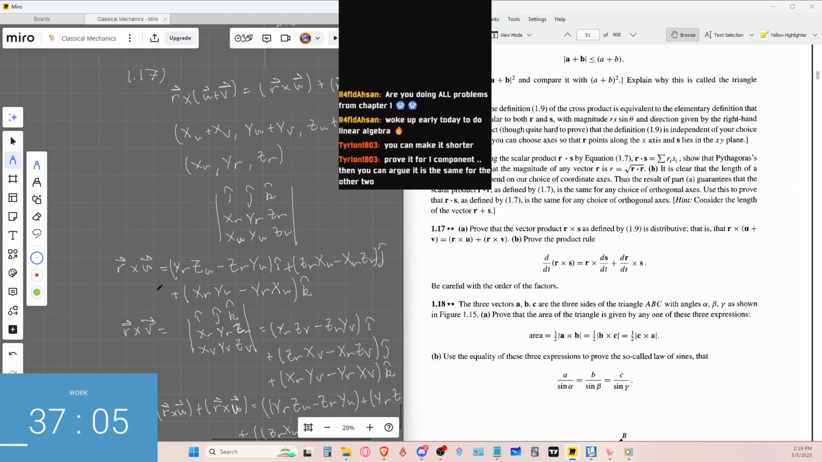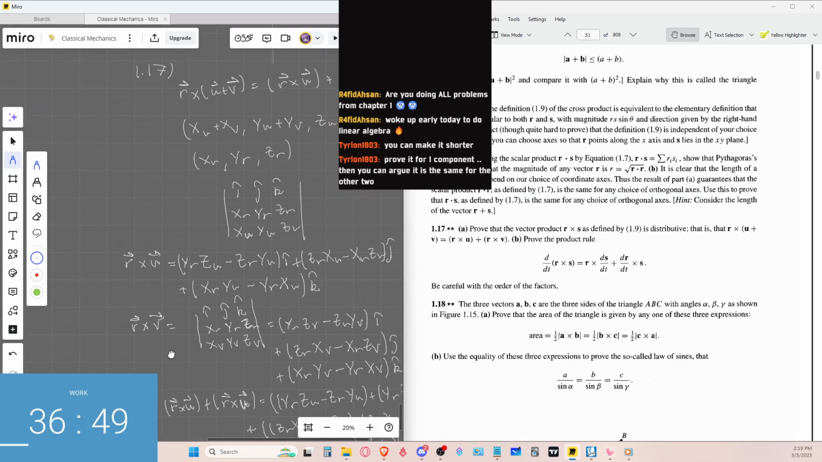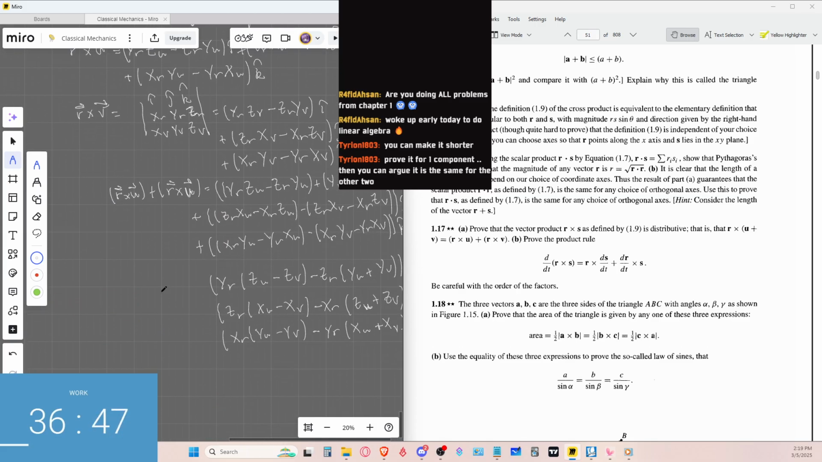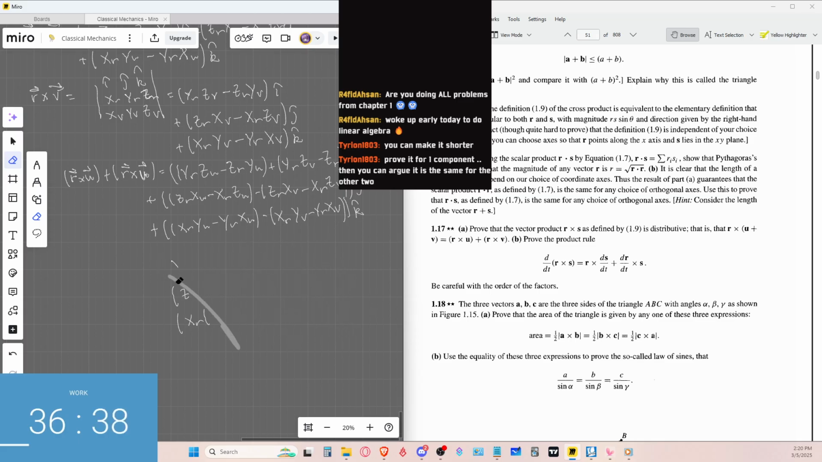Because what we're trying to prove is that the cross product is distributive. So we got basically our RX cube. You know what? Let's erase this. I don't think we need that right now. Okay, so this is basically what we got. Plus.